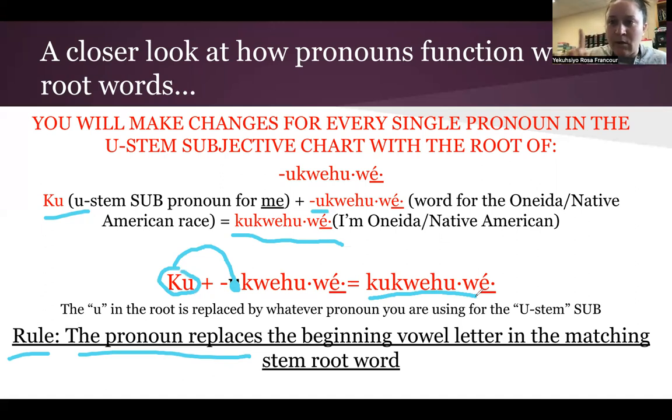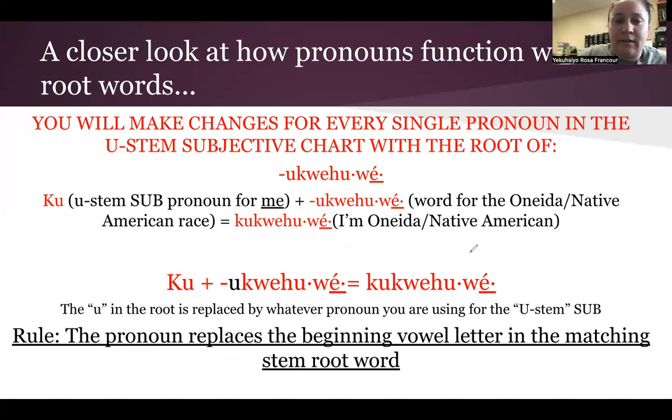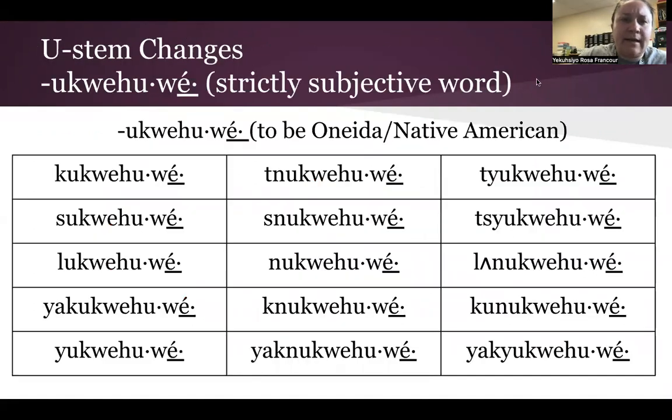This is for vowel stems, A stem and the U stem, which are the 2 vowel stems we covered today. So the U in the root is just replaced by the pronoun. That's it. Pretty easy. Don't think about it too much. Pretty cut and dry for the most part. I think that's it. Let's just talk about that again.